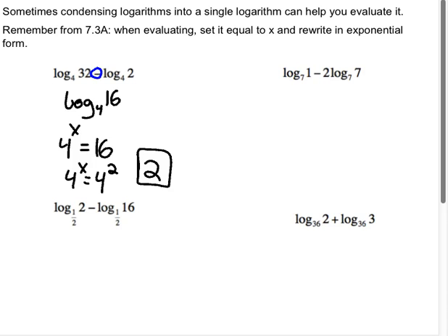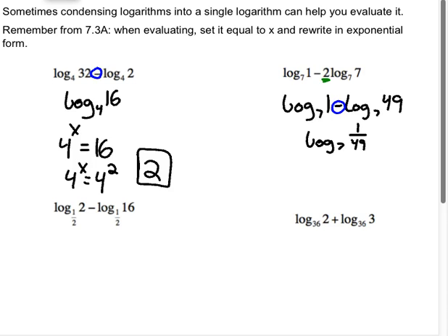So what about this next one? Well, I see a power first. So log base 7 of 1 minus log base 7 of 49. Subtraction equates to division. So log base 7 of 1/49. And now I want to be able to evaluate that.